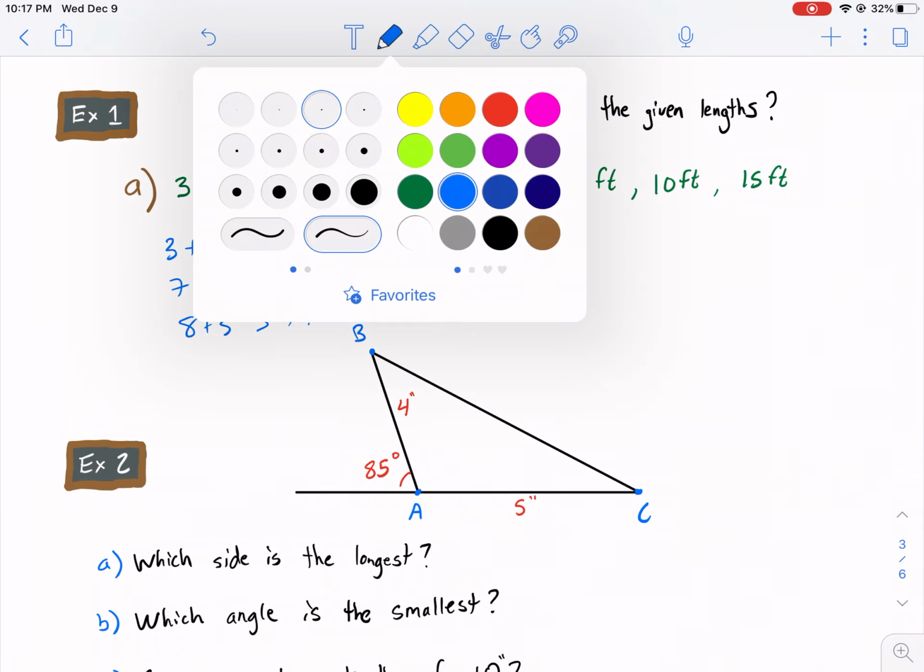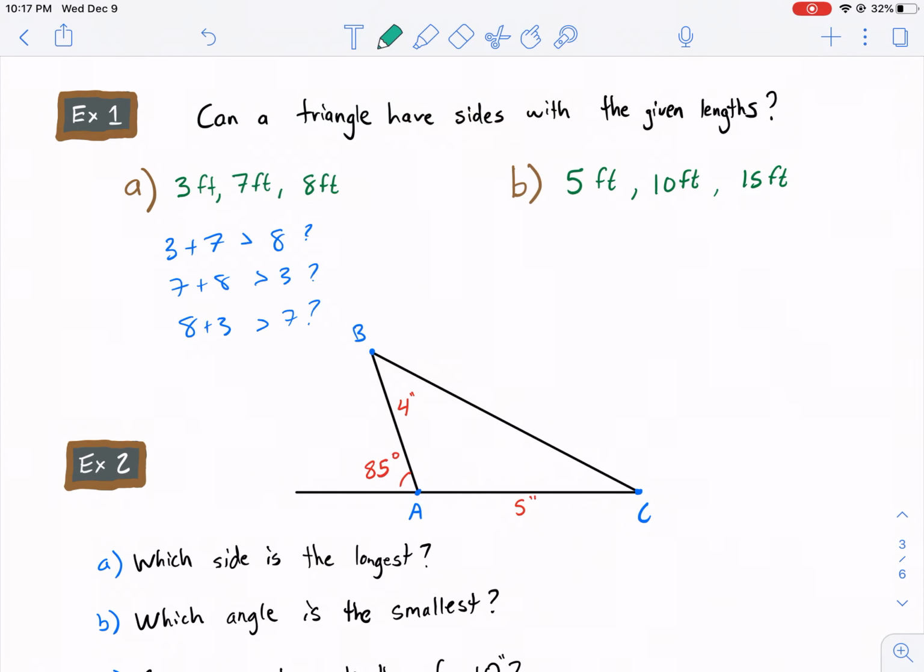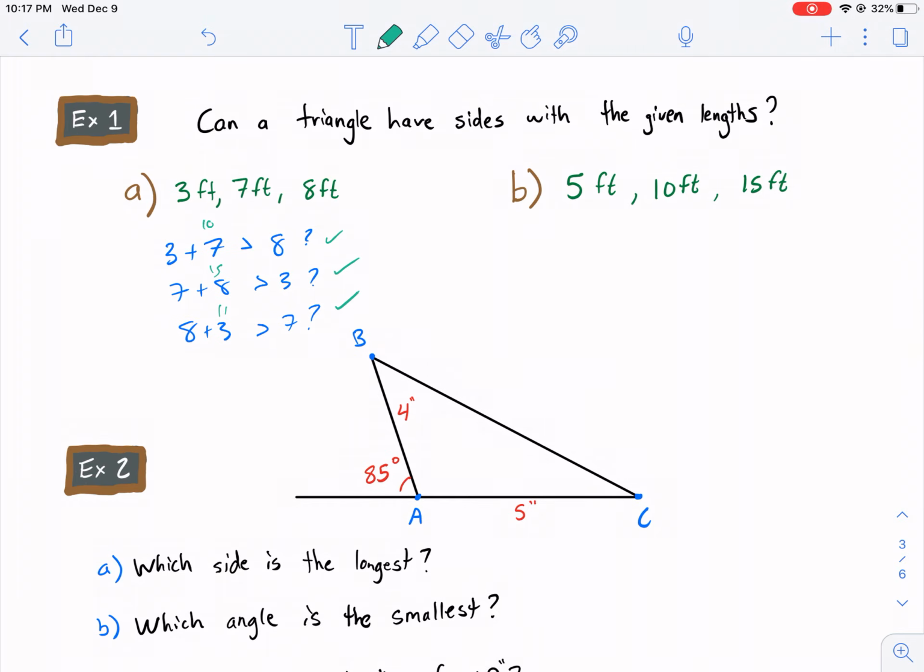The answer here, let me go, I like these colors better. The answer here is yes, yes, and yes, okay? So all three of those are true. This is 10 is greater than 8, this is 15 greater than 3, and this is 11 greater than 7. So a triangle can be formed with this. Okay, let's look at the next one.